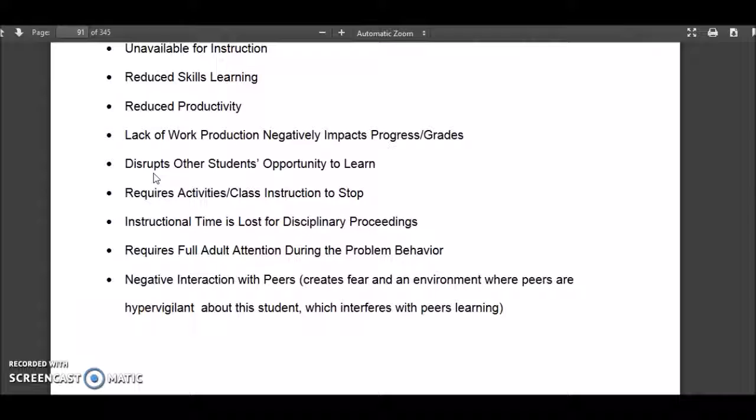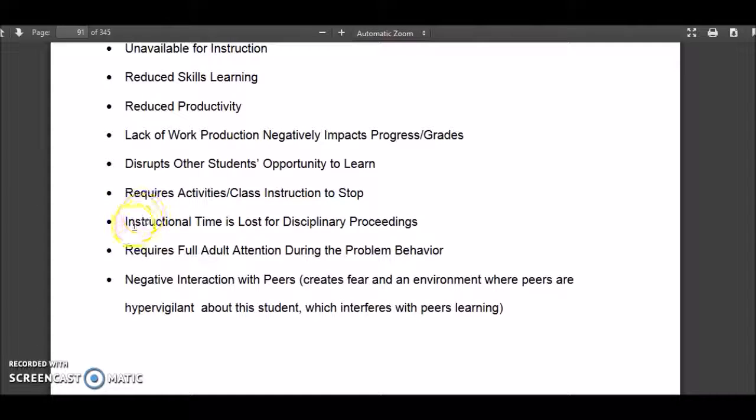Sometimes the student himself or herself can be learning, but they're impeding someone else from learning. That's also a concern. And sometimes the student's behavior requires that the class activities stop. Let's say the student is threatening to throw something or is throwing something, and the teacher evacuates the classroom. Then this means that this is stopping the class from proceeding.